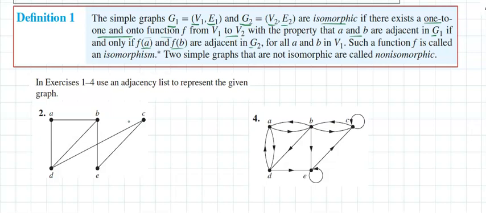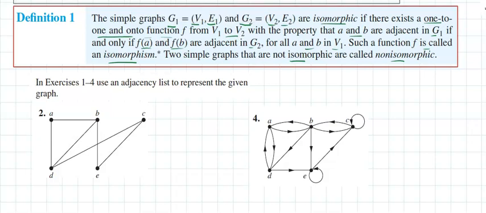It's a lot easier than you think, for all A, B belonging to V1. So it's not random. It has to be very specific. When I look at the characteristics of each of those one-to-one correspondences, it should be identical. Such a function f is called an isomorphism. Two simple graphs that are not isomorphic are called non-isomorphic.